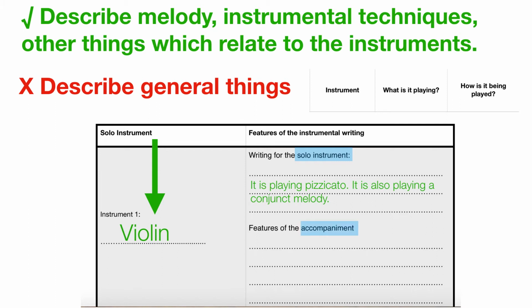Now we need to think about features of the accompaniment, okay? I'm being really careful about where I put my information. The piano, so I've imagined it's a piano, is using the sustain pedal. If you don't know what that is, you need to go and Google that. And the piano is using semibreve chords. Now they will both get marks. They are specific to the instrument and they are melody, instrumental techniques, and it's all specific.